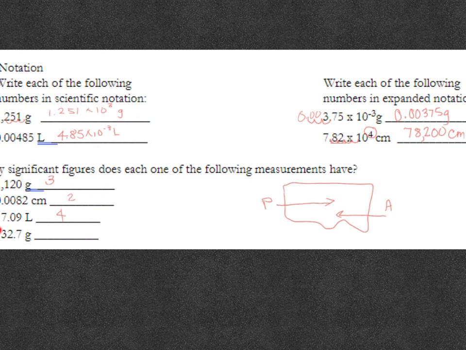Decimals present, so I start at the Pacific, 1, 2, 3, 4. All non-zero digits are significant. There's no zeros there, so there are 4 significant figures.